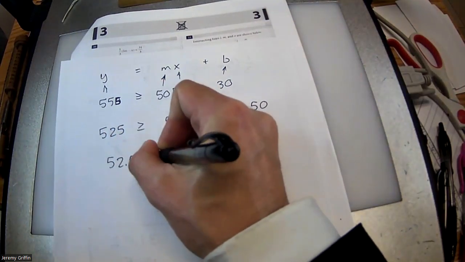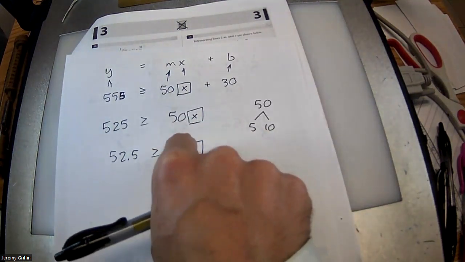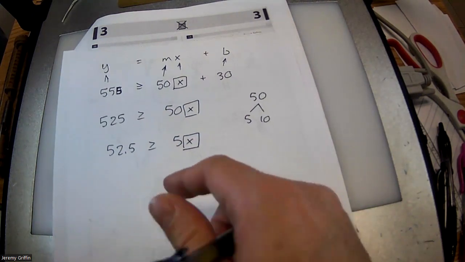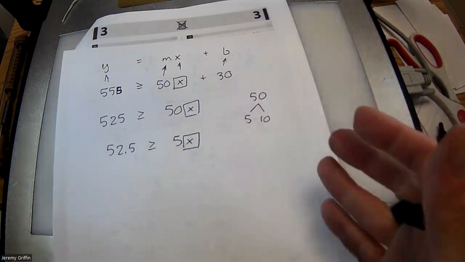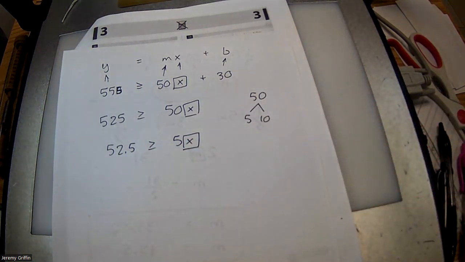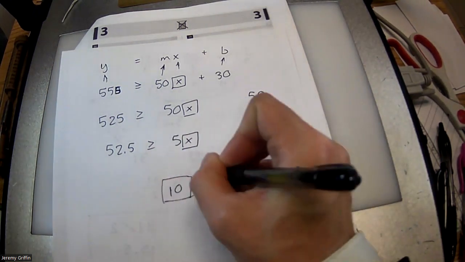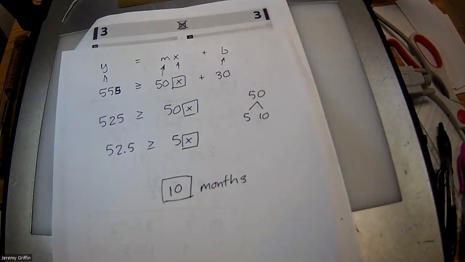52.5 is greater than or equal to 5x. Right. How many times can 5 fit into 52? Up to 10. You got 10 and change, right? So after he buys 10 months of membership, then he'll have a little bit of money left over, but not enough for the 11th month. So they want you to bubble 10. So you had to write 10 months. Okay. Because that's a whole number.